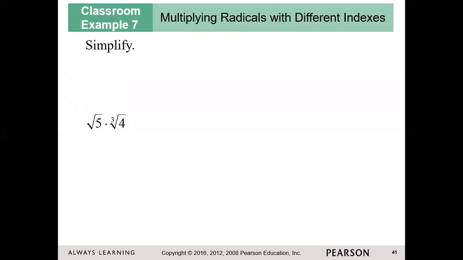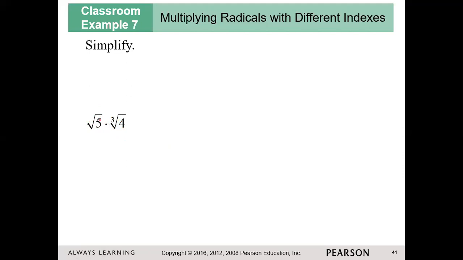All right, so this becomes a little bit more challenging because, again, our indexes are not the same. One of the common errors that students make here is they think that they can do this by just saying, well, 5 times 4 is 20, so it's going to be the cube root of 20. And they just ignore the fact that this is not the cube root. This is the square root.